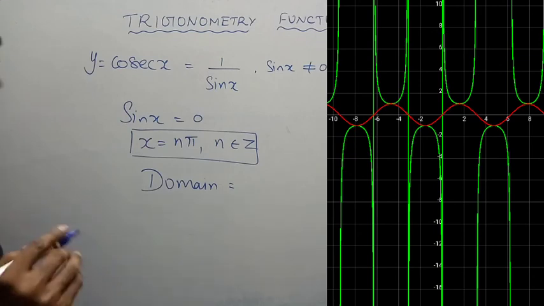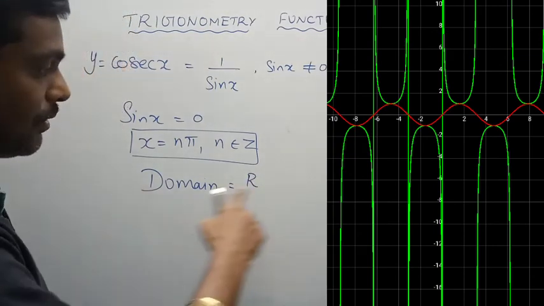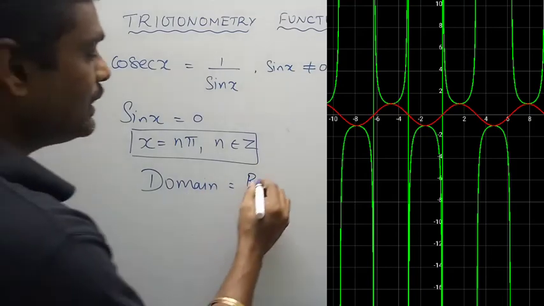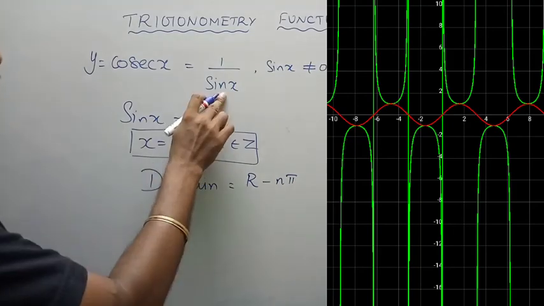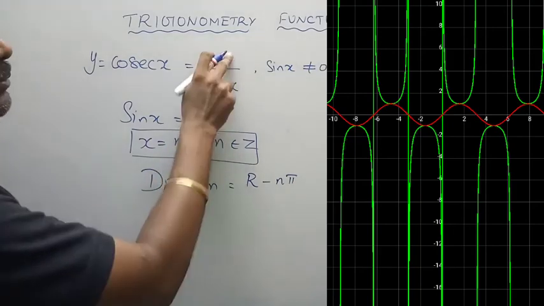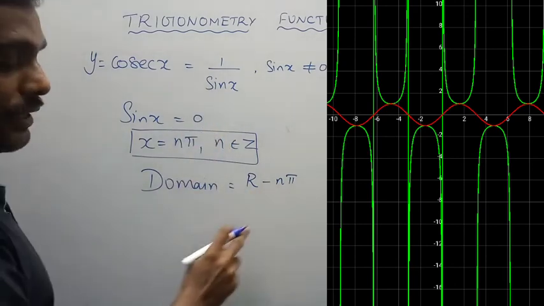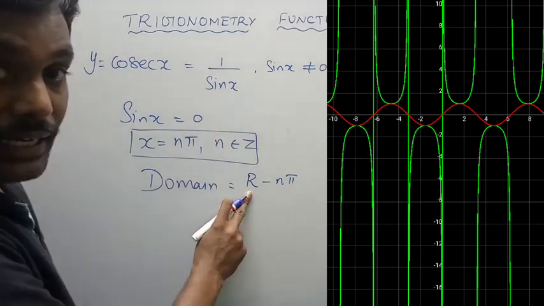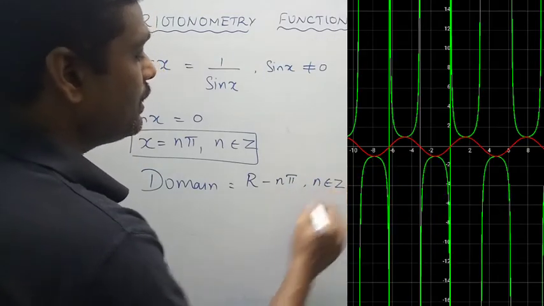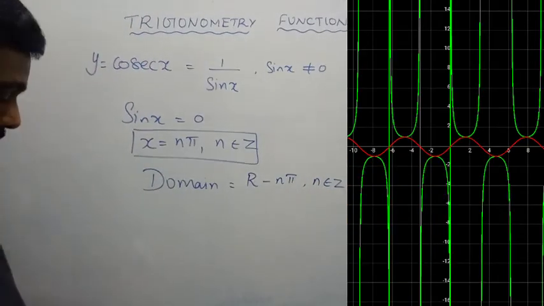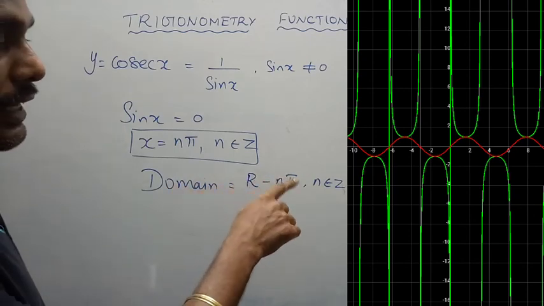So the domain is the set of all real values. It takes all real numbers except n pi, because at n pi sin x is 0, and sin x being 0 means it will be infinity. Infinity is not a real number. So the domain is the set of all real numbers except n pi. The domain is R minus n pi, n belongs to Z.